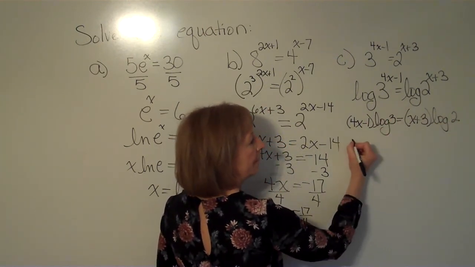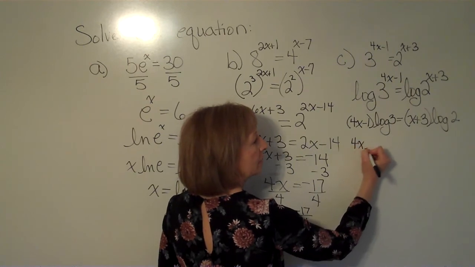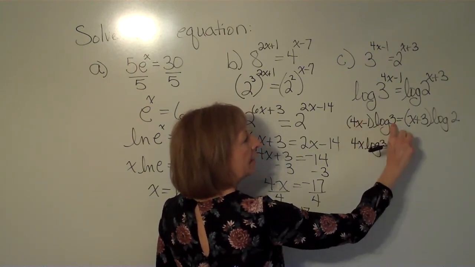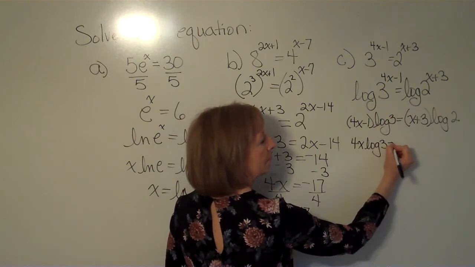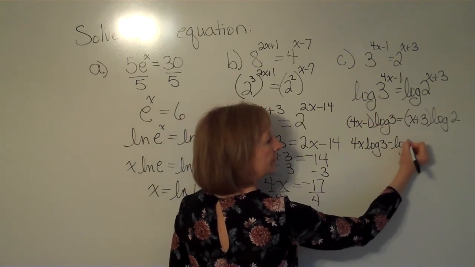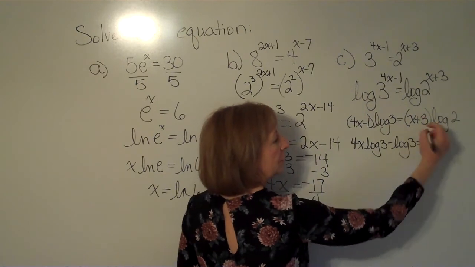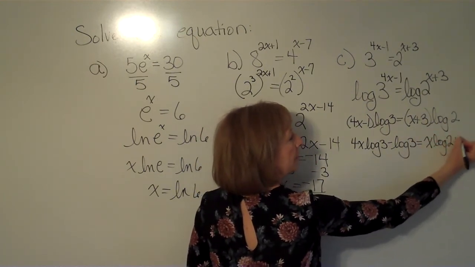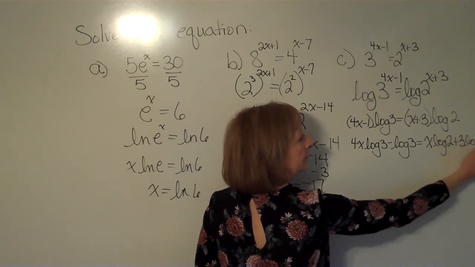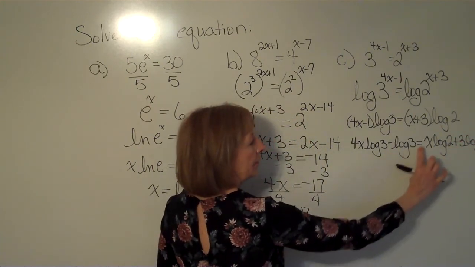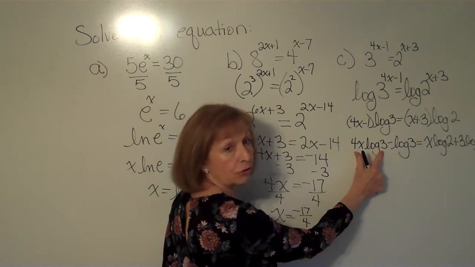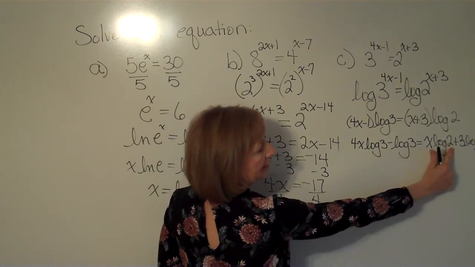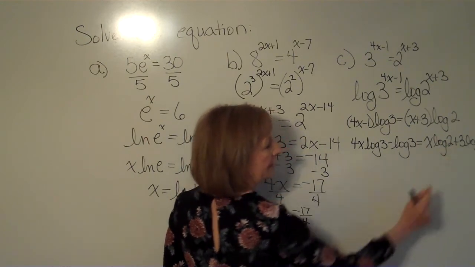So when I distribute it, I have 4x log 3, and then negative 1 times log 3 is minus a log 3, is equal to x log 2 plus 3 log 2. Now here's my equal sign. This term has an x, but this term doesn't. There's my equal sign. This term has an x, but that term doesn't.